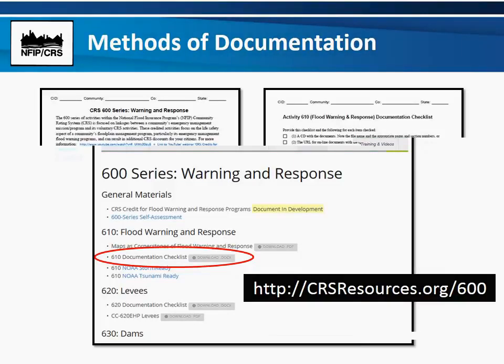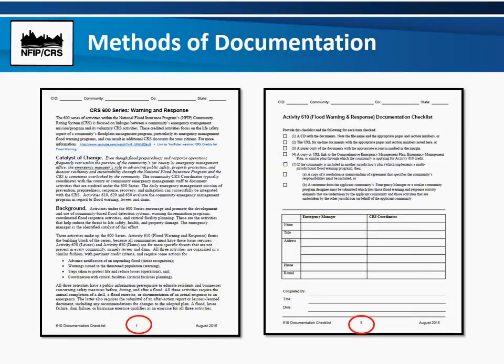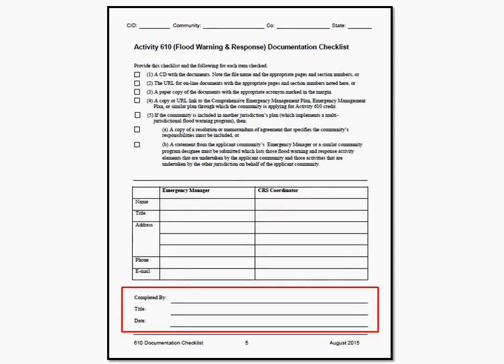The checklist is a total of 14 pages, with the first 4 pages serving as a sales brochure, if you will, for the activity. It was designed to capture the interest of an emergency manager. The actual checklist begins on page 5. You should check the blocks, as you can see, 1 through 5, on what you are actually submitting for documentation verification.